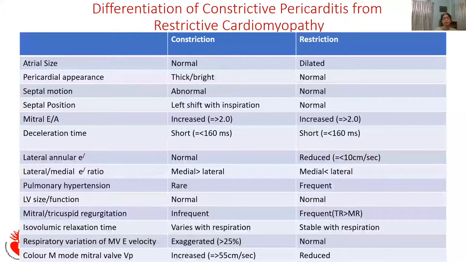There is respiratory variation of IVRT, that is isovolumic relaxation time, in constriction, but it is stable in restrictive cardiomyopathy. Respiratory variation of mitral valve E-wave velocity is exaggerated in constriction and normal in restriction. And if we do the color M-mode mitral valve propagation velocity, it is increased in constriction, but reduced in restrictive cardiomyopathy. So these are the echo features which differ between the two pathologies, which are really confused sometimes.